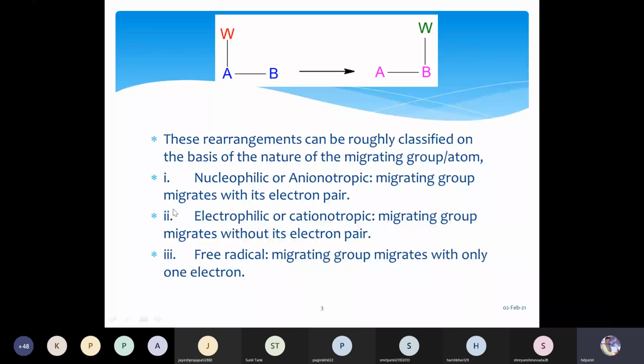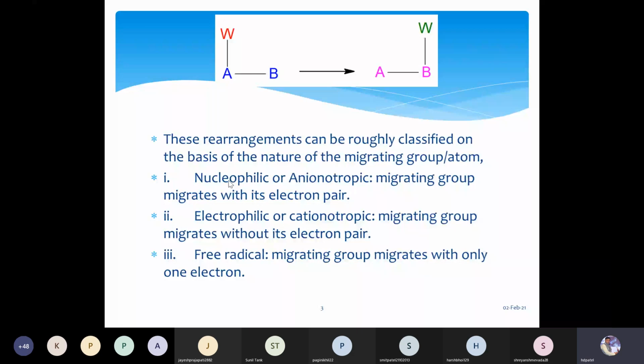But in most cases, as per the syllabus, we will focus on nucleophilic migration. These two are also there, but we will see them in selected rearrangement reactions only. But in major cases, we will discuss nucleophilic migration. So as I said, if you have clarity about reactive intermediates, then you can understand this topic very easily.